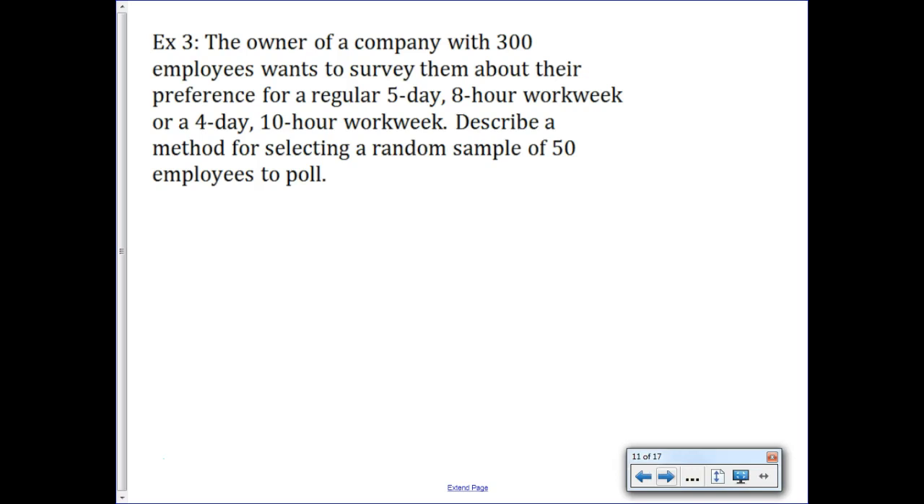All right, the owner of a company with 300 employees wants to survey them about their preference for a regular 5-day, 8-hour work week or a 4-day, 10-hour work week. Describe a method for selecting a random sample of 50 employees to poll. This is something that I would like for you to write down, and I want you to discuss in your group when you come back to class. So describe a method for selecting a random sample of 50 employees to poll. How would you get an unbiased survey of this?